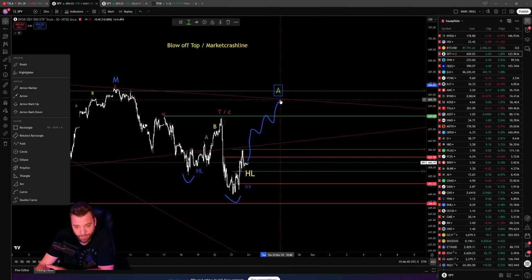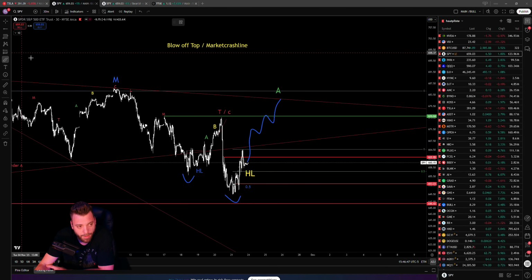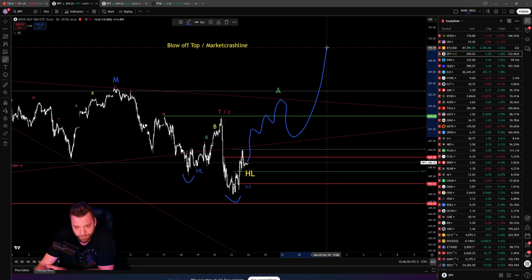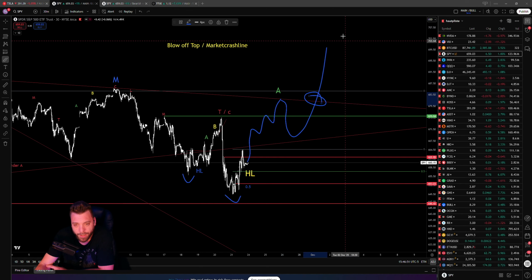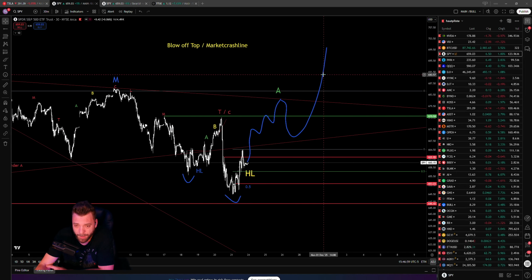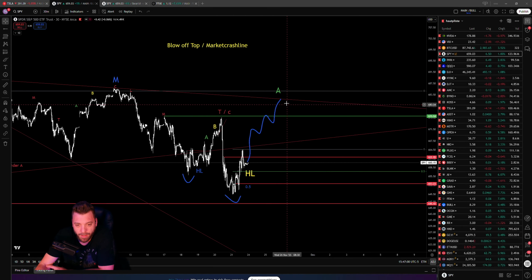You will reject. Do your 0.5 pullback. And on the second try, you break it. This could also be next week. For the bearish version, you reject here, but it's not a 0.5, and you knife.